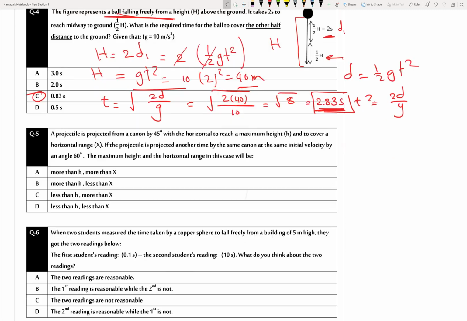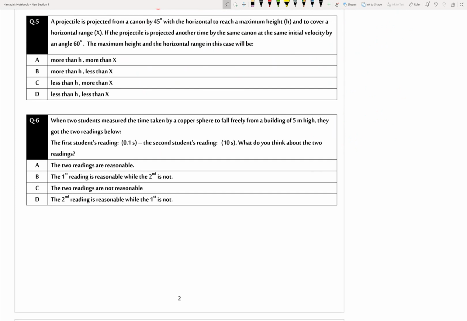Good. Question 5. A projectile is projected from a cannon at 45 degrees with the horizontal to reach maximum height h and cover a horizontal range x. If the projectile is projected another time by the same cannon at the same initial velocity, so vi in both cases is the same, at an angle of 60, right now we have only one independent factor, which is the angle. In the first case it's 45, in the second case it is 60 degrees. All right, what will it change?